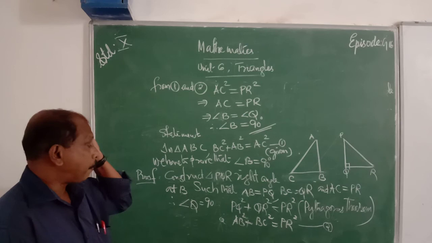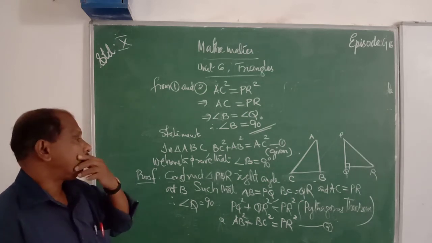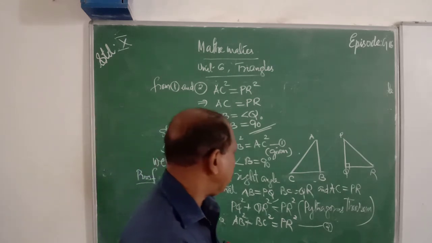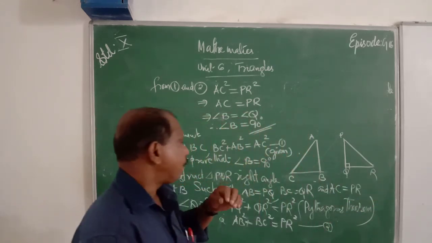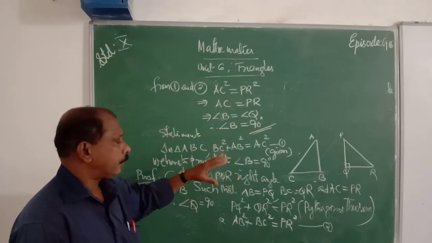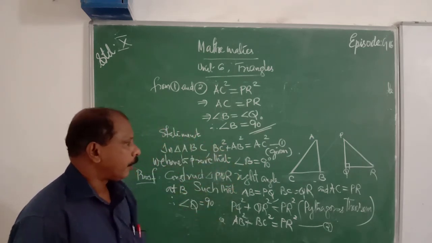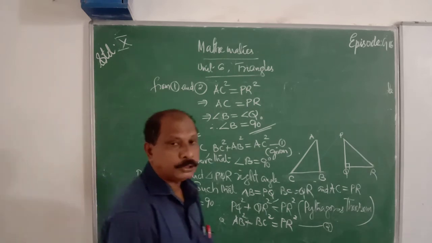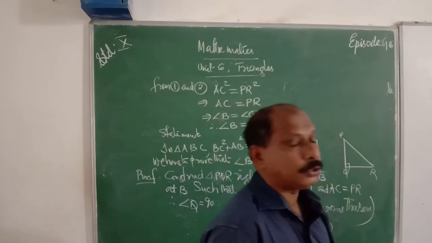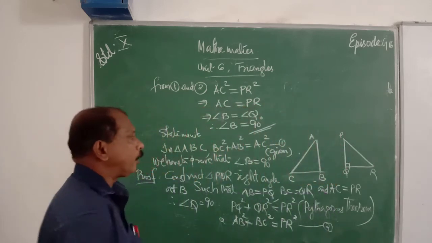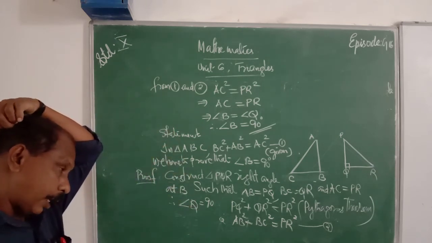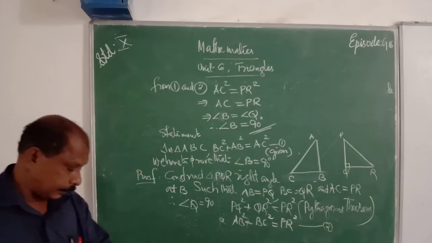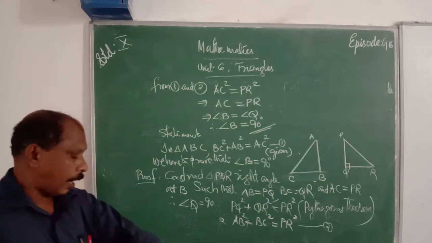Therefore, by the Pythagoras theorem, PQ square plus QR square is equal to PR square. But we know that PQ is the same as AB, therefore PQ is replaced by AB, and QR is the same as BC, therefore QR is replaced by BC. Therefore AB square plus BC square is equal to PR square, that is equation number 2. From equations 1 and 2, left terms are equal, therefore right terms are equal, that is AC square is equal to PR square, which implies that AC is equal to PR.